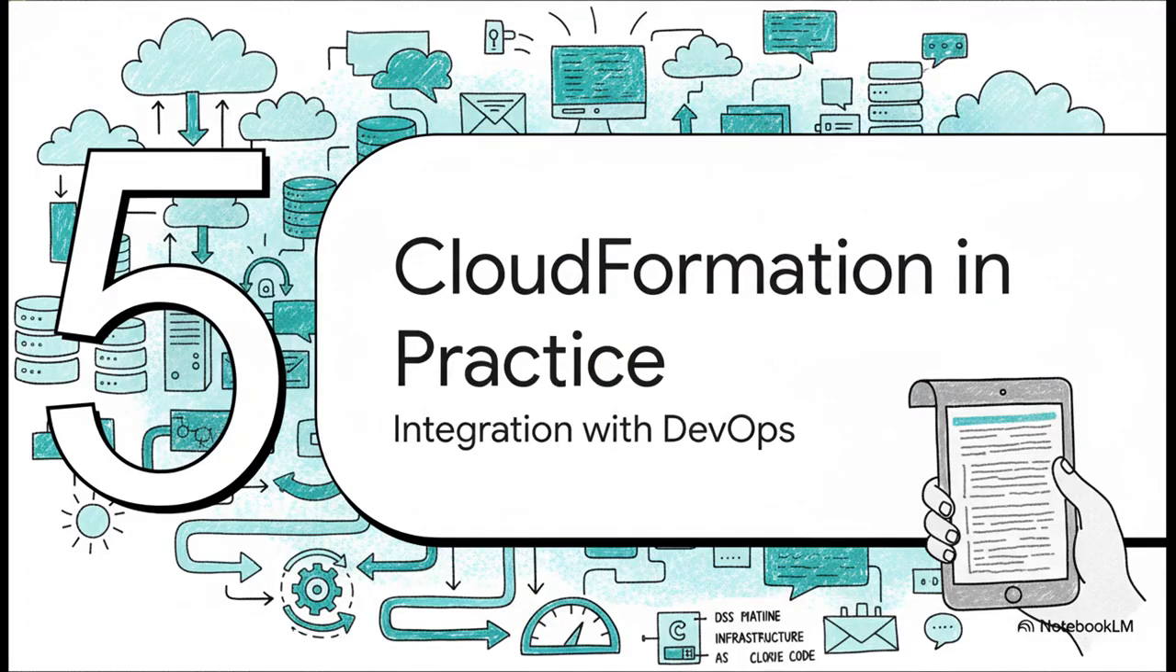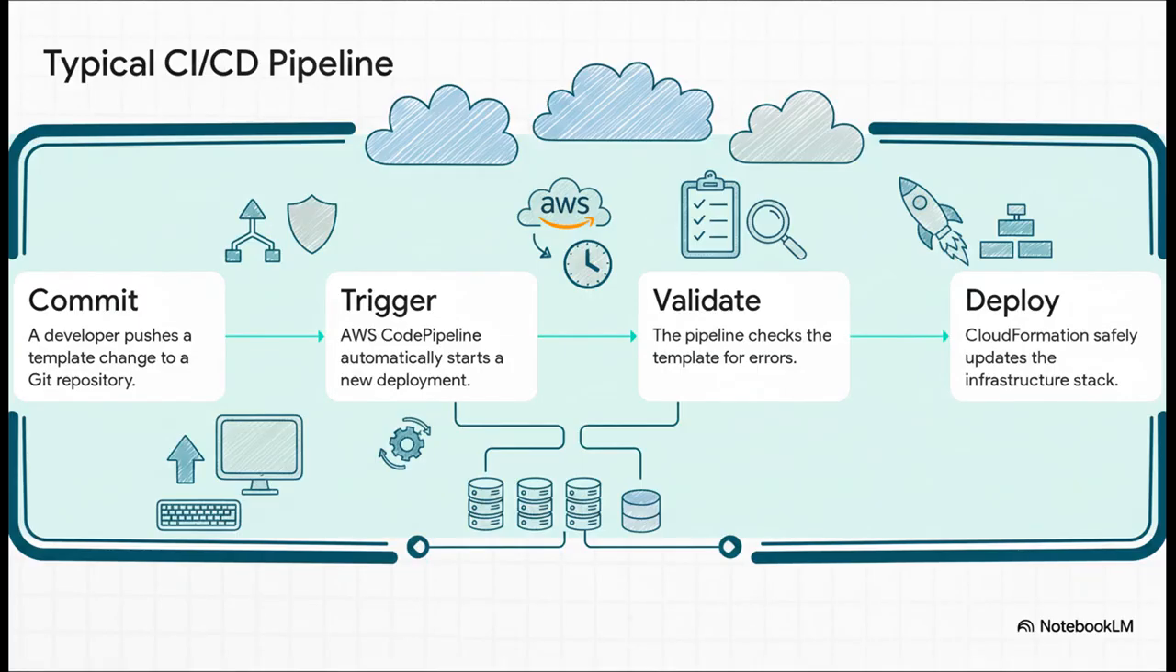Okay, let's zoom out for a second and connect this to the bigger picture. A tool like CloudFormation doesn't exist in a vacuum. Its real power, its superpower really, is unleashed when it's integrated into modern DevOps practices and automated CI/CD pipelines. Just imagine how smoothly this works. A developer commits an infrastructure change to Git, just like they would with application code. This automatically triggers a pipeline that validates the template and then uses CloudFormation to safely deploy the change. All of a sudden, infrastructure delivery becomes just as fast, reliable, and automated as software delivery. It lets you ship features to your customers way faster than before.